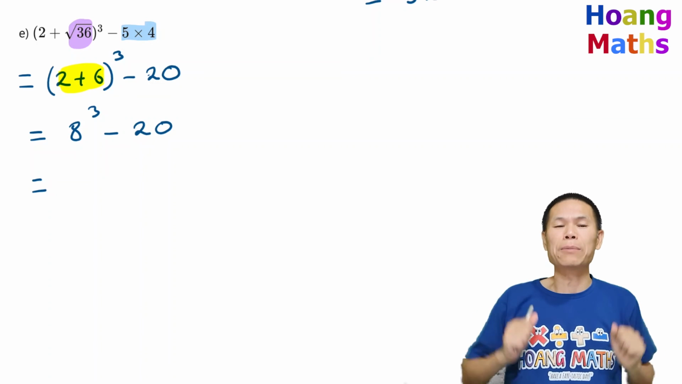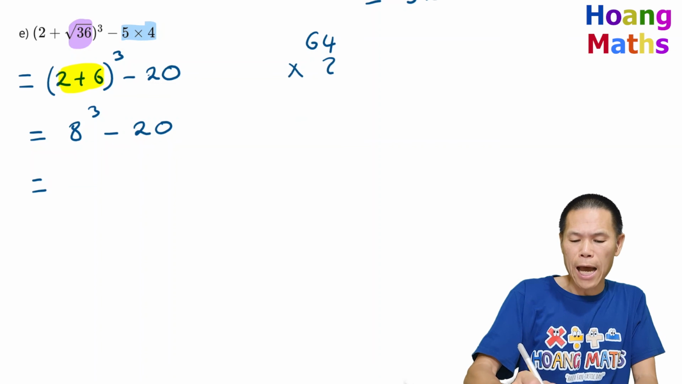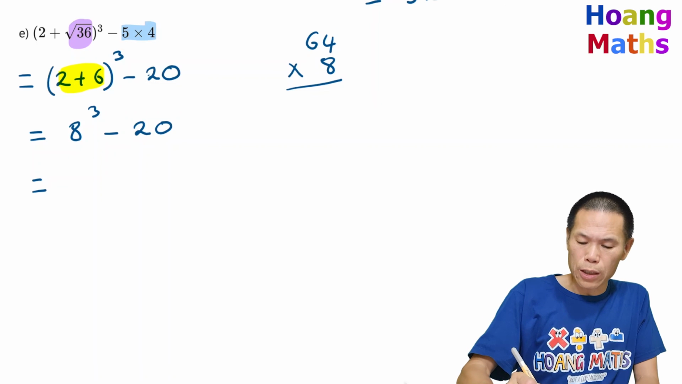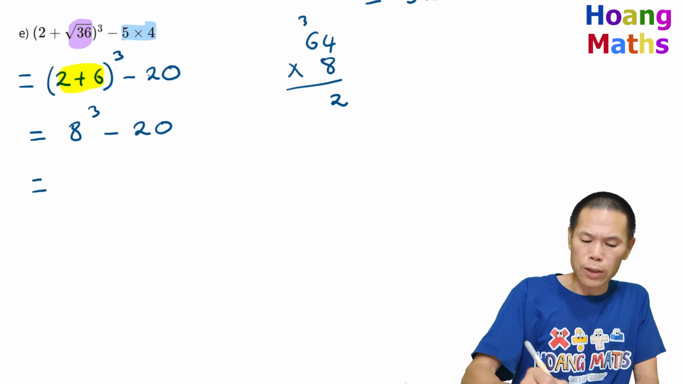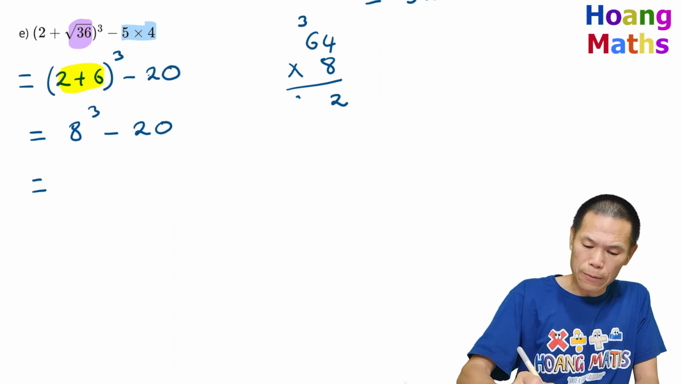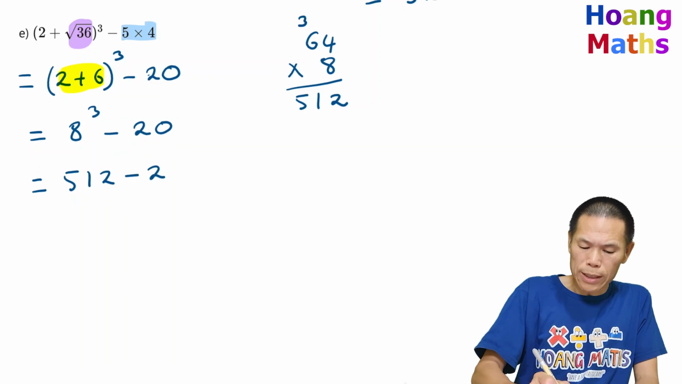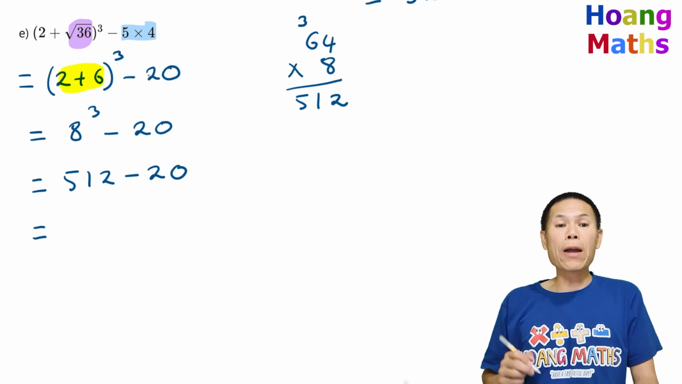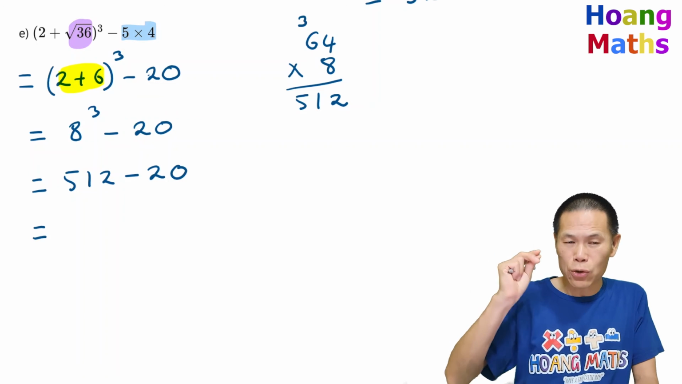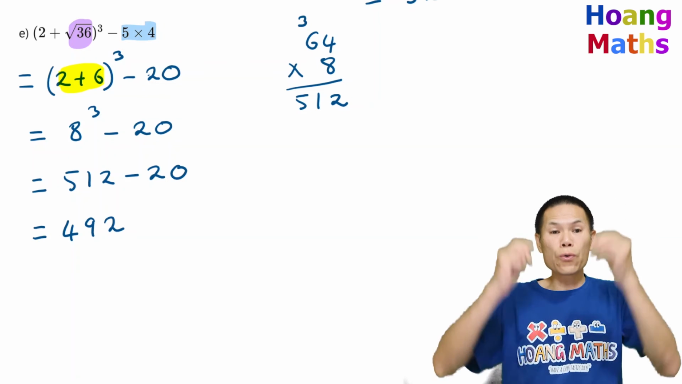And we know that 8 times 8 is 64. So we just write 64, we times another 8. So 8 times 4 is 32. So we just write 32. In here, 2 carry 3. And 8 times 6 is 48. Add 3, 51. So that means 512, we minus 20. So there you go. So 500 minus 20, 480. We add 10, 490. So add 2, 492. So 492. So there you go.